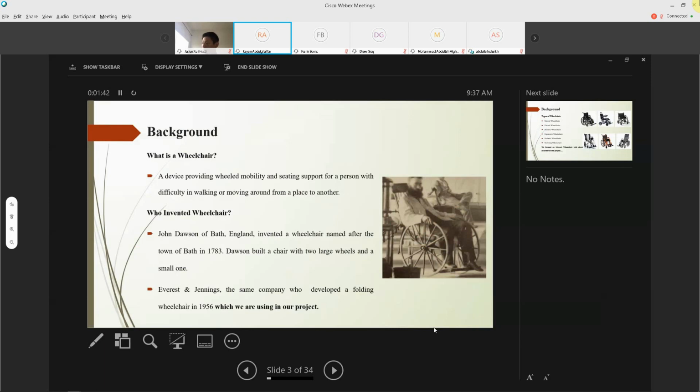A quick history about the wheelchair: it was invented by John Dawson in 1783, who built the first wheelchair with two large wheels in the back and one small wheel in the front. Through the years, the wheelchair was developed by different people and the design improved to come up with two large wheels and two small wheels, which we still see in our days. In 1956, Everest and Jennings was the first company to develop the folding wheelchair, which we are using in our project.